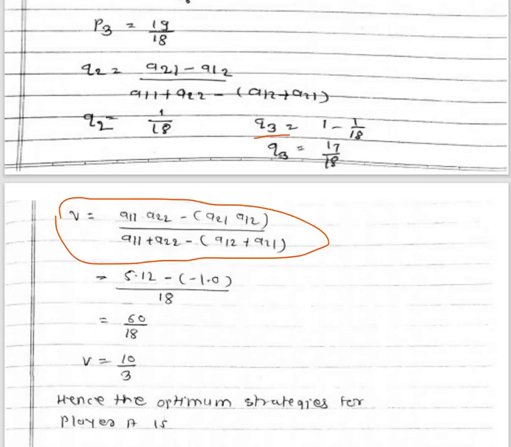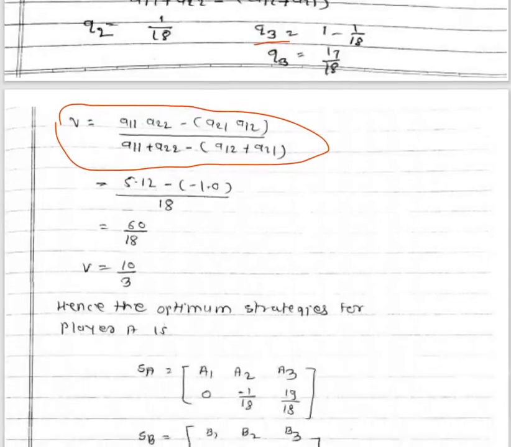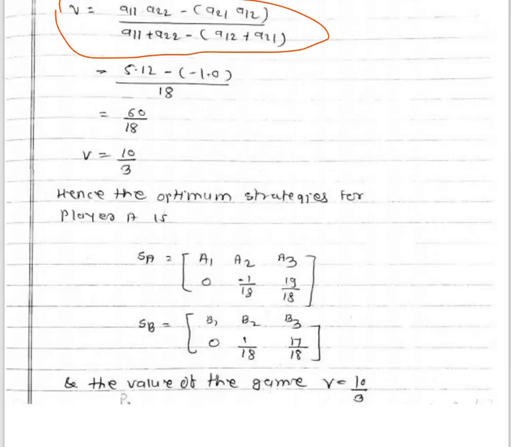Now we will write the optimum strategy for player A. The optimum strategy for player A is A1, A2, A3, with P1 is 0, P2 we already found, that is minus 1 upon 18, and P3 is 19 by 18. The optimum strategy for player B is B1, B2, B3, with Q1 is 0, Q2 we already found, that is 1 upon 18, and Q3 is 17 by 18. The value of the game V is 10 by 3. So this is the complete second problem of the dominance property.